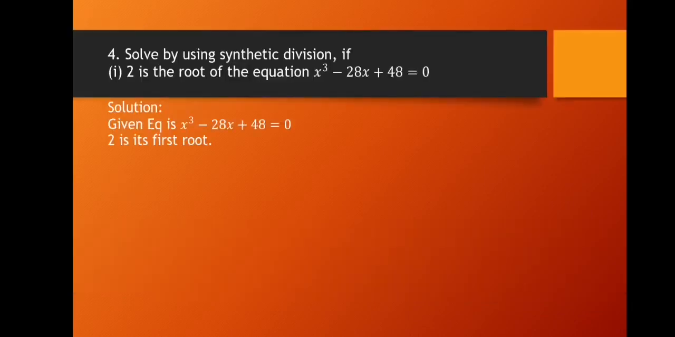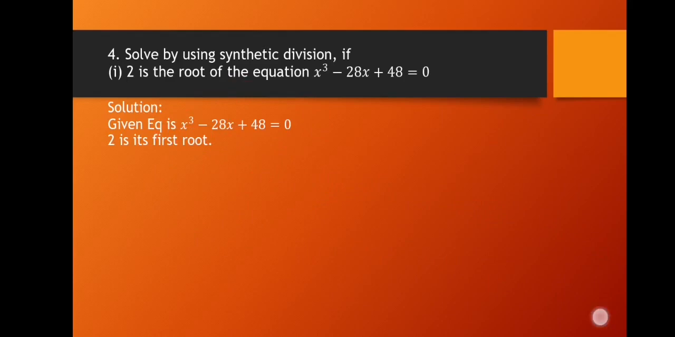Question number 4. Solve by synthetic division if 2 is the root of the equation x cube minus 28x plus 48 is equal to 0. The given equation is this one. 2 is its first root. Here, the degree of the equation shows that it must have 3 answers, out of which the first one is given to us, and we will have to use the synthetic division to find out the rest of the 2 or simplify the given equation.